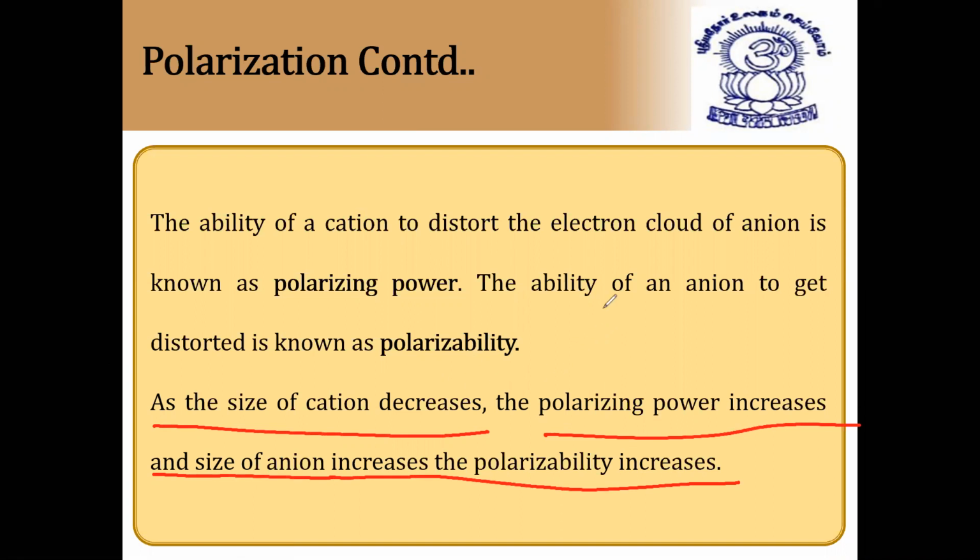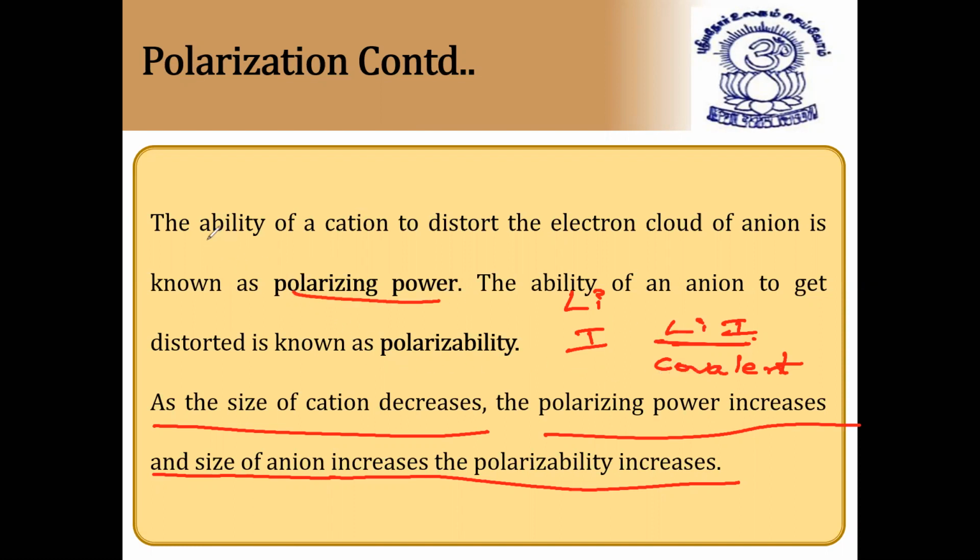For example, let us consider lithium iodide. Lithium is a small cation and iodine is a large anion. They form a compound called lithium iodide. So lithium iodide is not ionic, it is covalent in nature. So we have some metal and non-metal combinations which are covalent in nature. That is based on polarizing power.